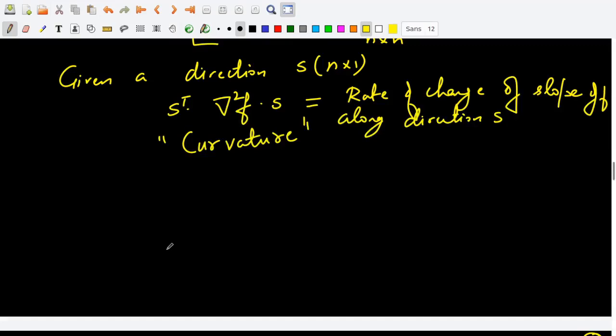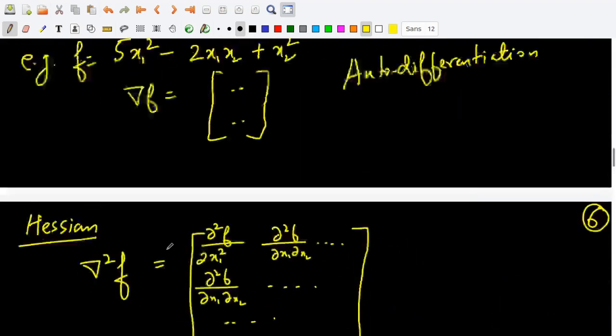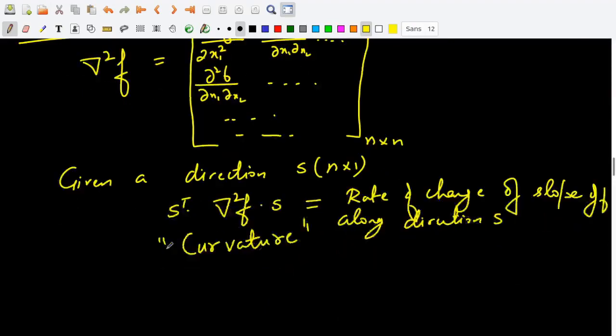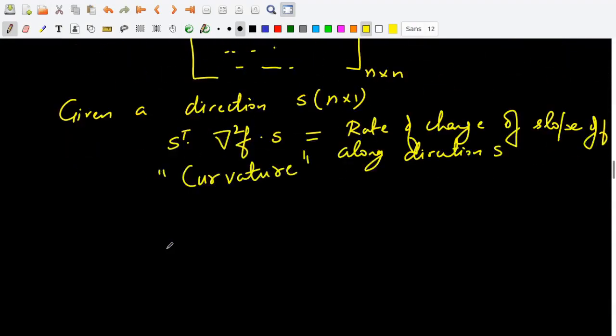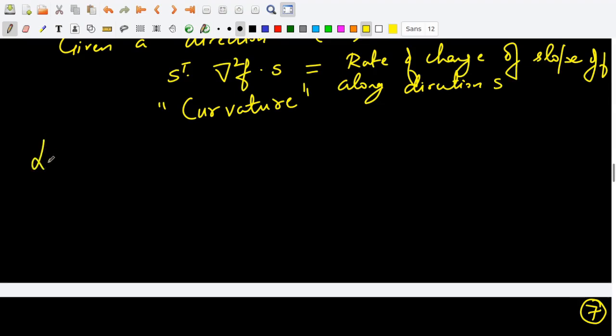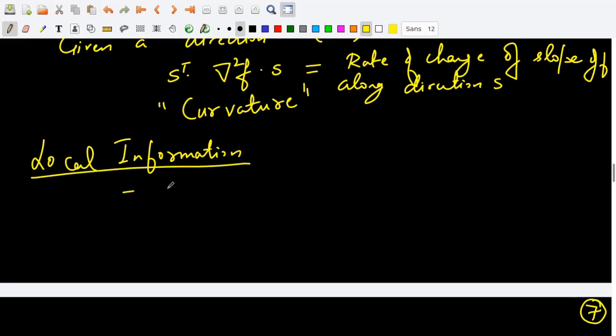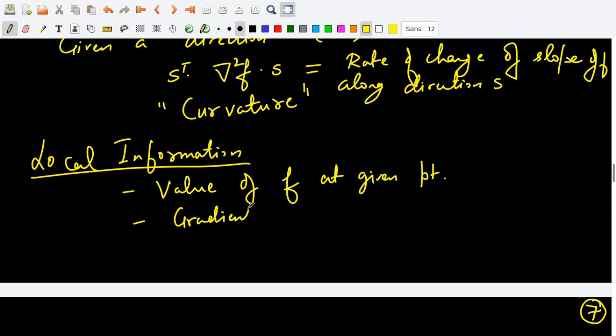I would like to come back to the notion of this local information. Now, since we have talked about gradients and Hessians, by local information, we will mean to say the value of the function at a given point and also the gradient and the Hessian.